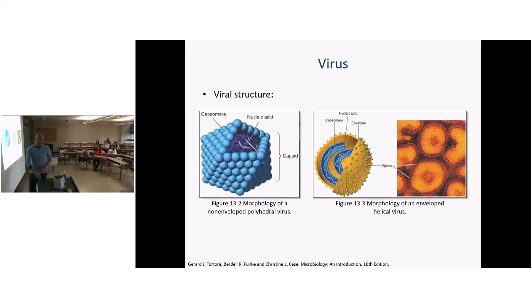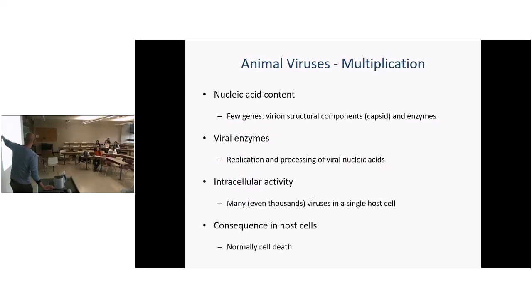So let's go back to the virus. We mentioned nucleic acid content, enzymes, intracellular activity, and obviously cell death as a consequence for the cell. The nucleic acid content, either DNA or RNA, will give rise to messenger RNA that will encode a certain protein. Normally the proteins it encodes are for the capsid, and sometimes one other enzyme. It's very few things. It's a very simple thing.